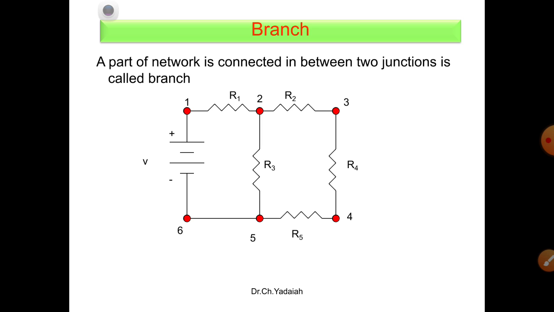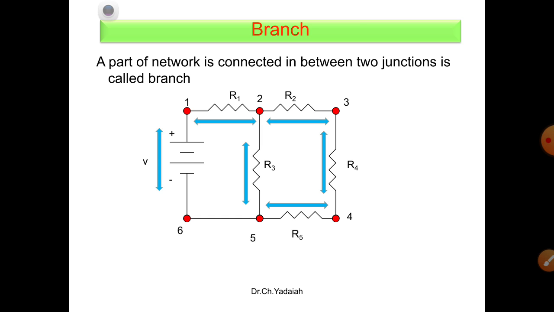Here, between junction 1 and junction 2, node 1 and node 2, we connected R1. So this R1 is known as a branch between 1 and 2. R2 is a branch between the second node and third node. Between node 2 and node 5, R3 is connected. This is also one branch. So this is one branch between the first node and second node, this is another branch connecting the second node and third node, and this is another branch, and another, and another.